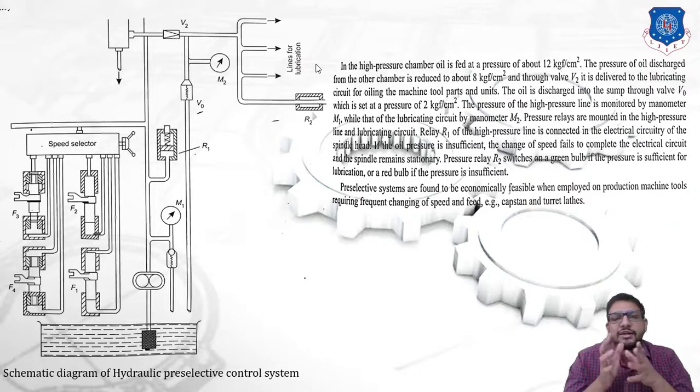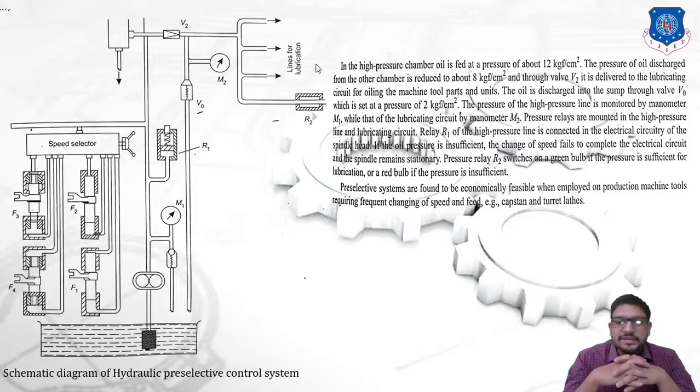Pressure relay R2 switches on a green bulb if the pressure is sufficient for the lubrication oil. So we can clearly say that R2 is an indicator. Green and red bulbs will be illuminated, which means that if the pressure is sufficient, the green light will be put on, and if the pressure is not sufficient, the red light will be put on, indicating insufficient pressure. So we can clearly say that pre-selective systems are found to be most economical and feasible when employed on production machine tools that require frequent changing of speed and feeds, specifically in capstan and turret lathes.